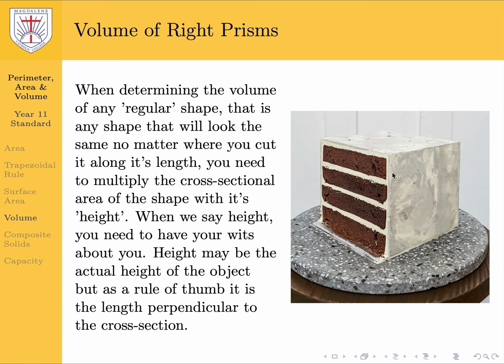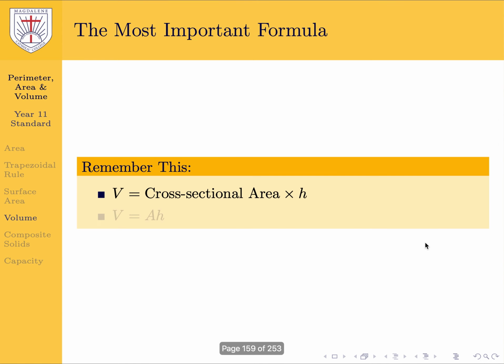Perpendicular means at a right angle to. So from here to here, this line here and this line here make a right angle with each other. And that is why this is considered the height, even though it's not the actual height of the cake. So, as I say, this is the most important formula, and we need to make sure you remember this. The volume is equal to the cross-sectional area times the height. So, just for ease, volume equals AH, and A is the area.